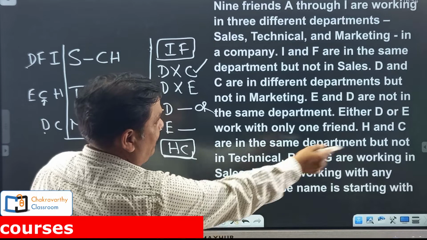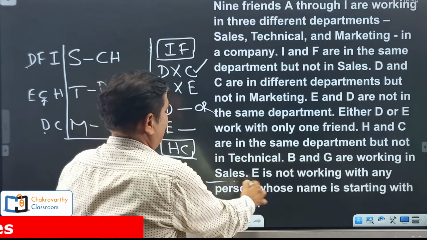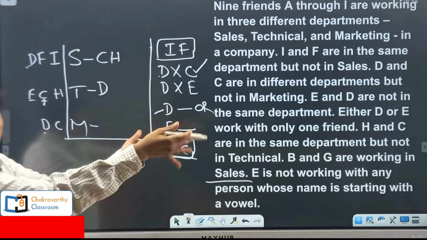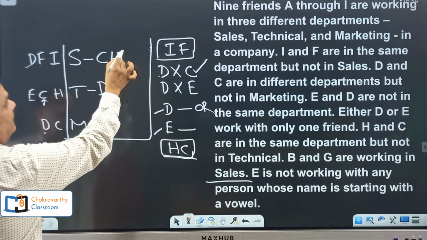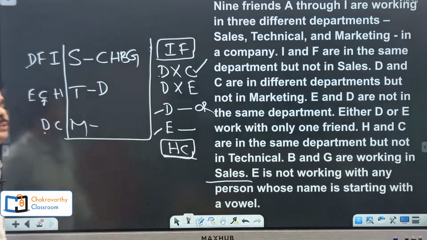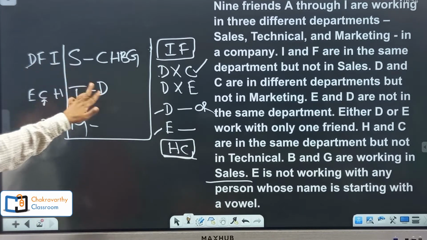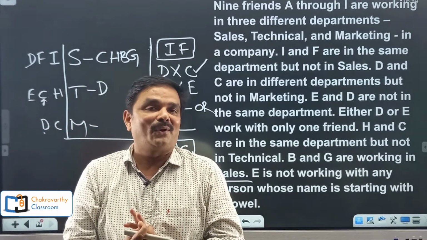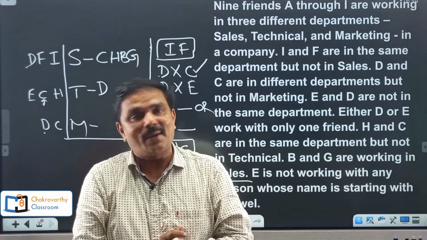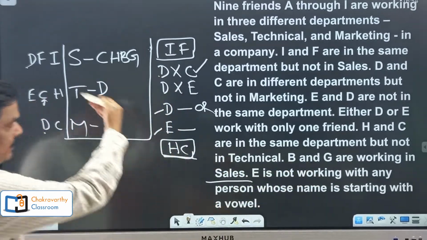Here, what is that? B and G are working in sales, direct positive information. B and G must be in sales. I am keeping B and G too. So out of 6 remaining, 2 are gone. 2 plus 2, 4 plus 1, 5 are confirmed. Now I need to fight for only 4 other places. Okay, now go for the next data here. B and G in sales.